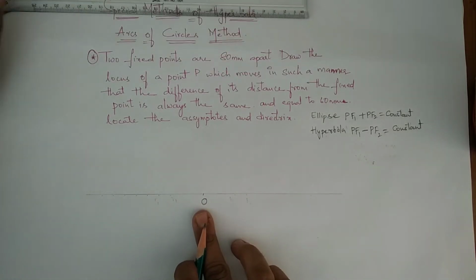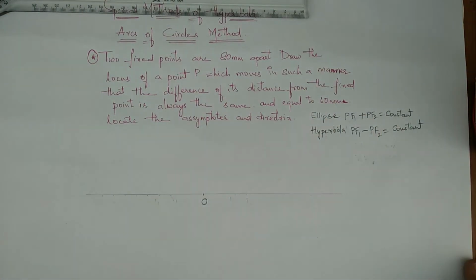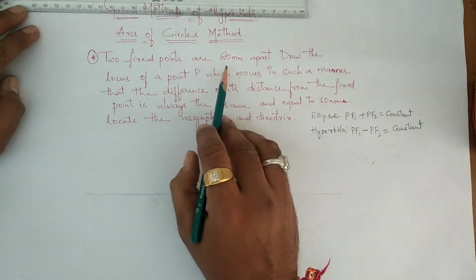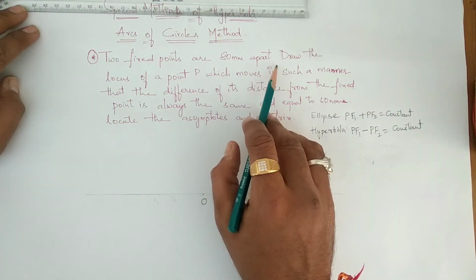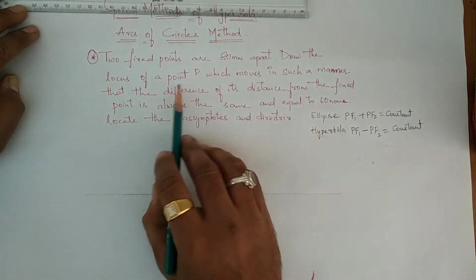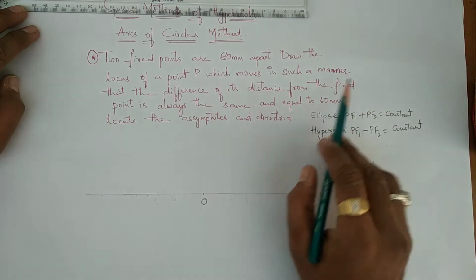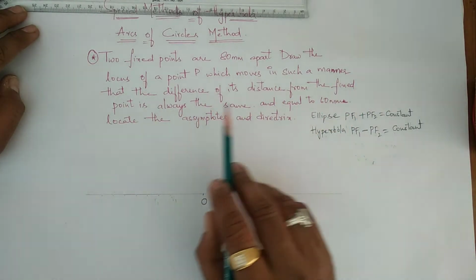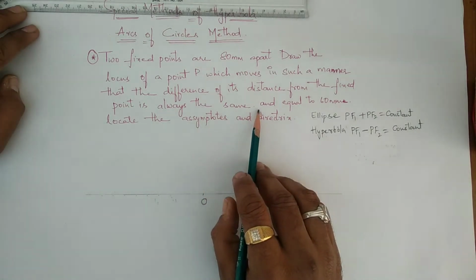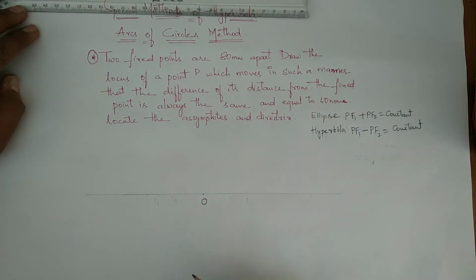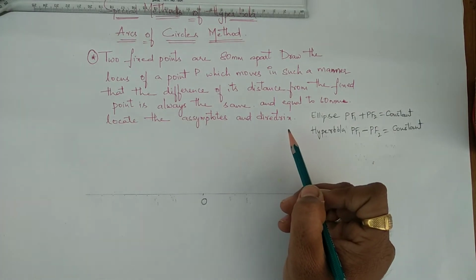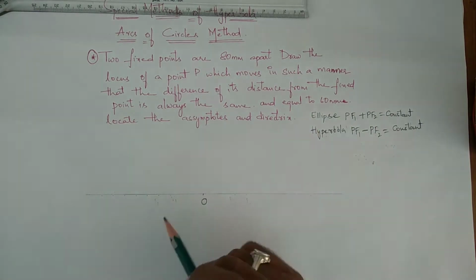If you look at the question, the two fixed points are 80 mm apart. Draw the locus of the point P that moves in such a manner that the difference of its distances from the fixed points is always the same and equal to 60 mm. Locate the asymptotes and directrix. This is what is asked in the question.